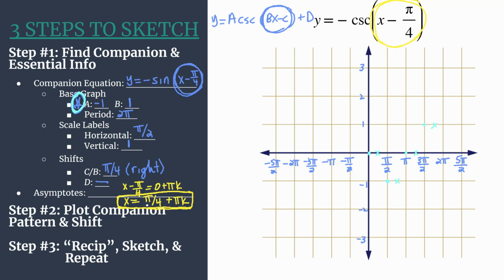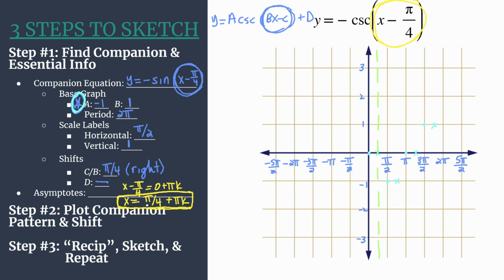We aren't taking literal reciprocals in step 3, that's why I have it in quotation marks. With this method, you just need to know which original point translates to which new point on your final graph. So let's start with our original 0, that's now at pi over 4, comma 0. All the zeros from the original companion graph become vertical asymptotes. So we start with a vertical asymptote here.